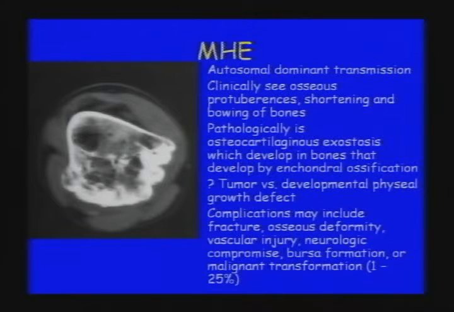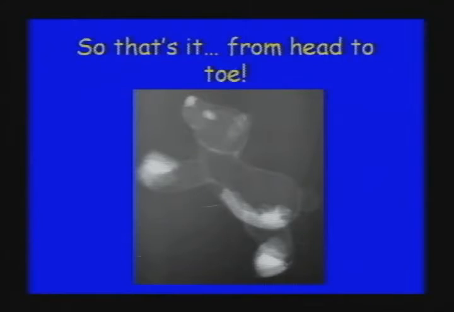Complications can include fracture, osseous deformity, compression of nerves, compression of vessels, bursa formation, pain with movement, and in about a quarter of people, you can see malignant transformation. That tends to occur more centrally than peripherally. So if you see growth of an osteochondroma after puberty, then you start to worry about malignant transformation. You can also see, if you look at the MRI, if they get a real thick cartilage cap, that would raise your suspicion that these might be malignant. So that's it from head to toe, and good luck.